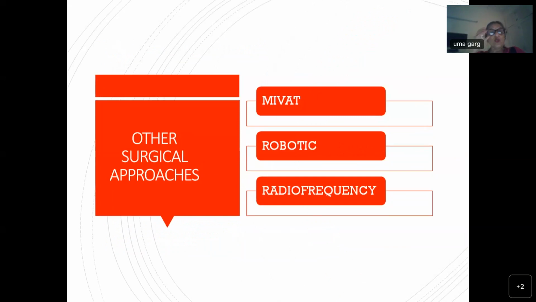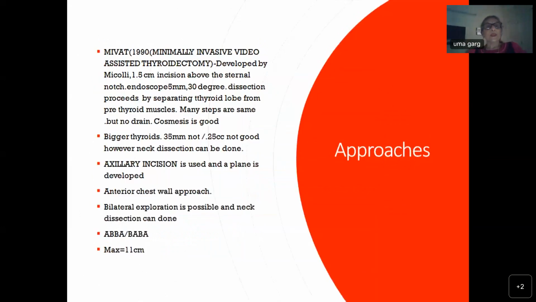Then besides open thyroidectomy, there are other surgical approaches which are in vogue now, and they are MIVAT, robotic, and radiofrequency, which is not very popular. MIVAT is basically minimally invasive video-assisted thyroidectomy, and there is thyroidectomy by robotic procedures. So what is this minimally invasive video-assisted thyroidectomy?